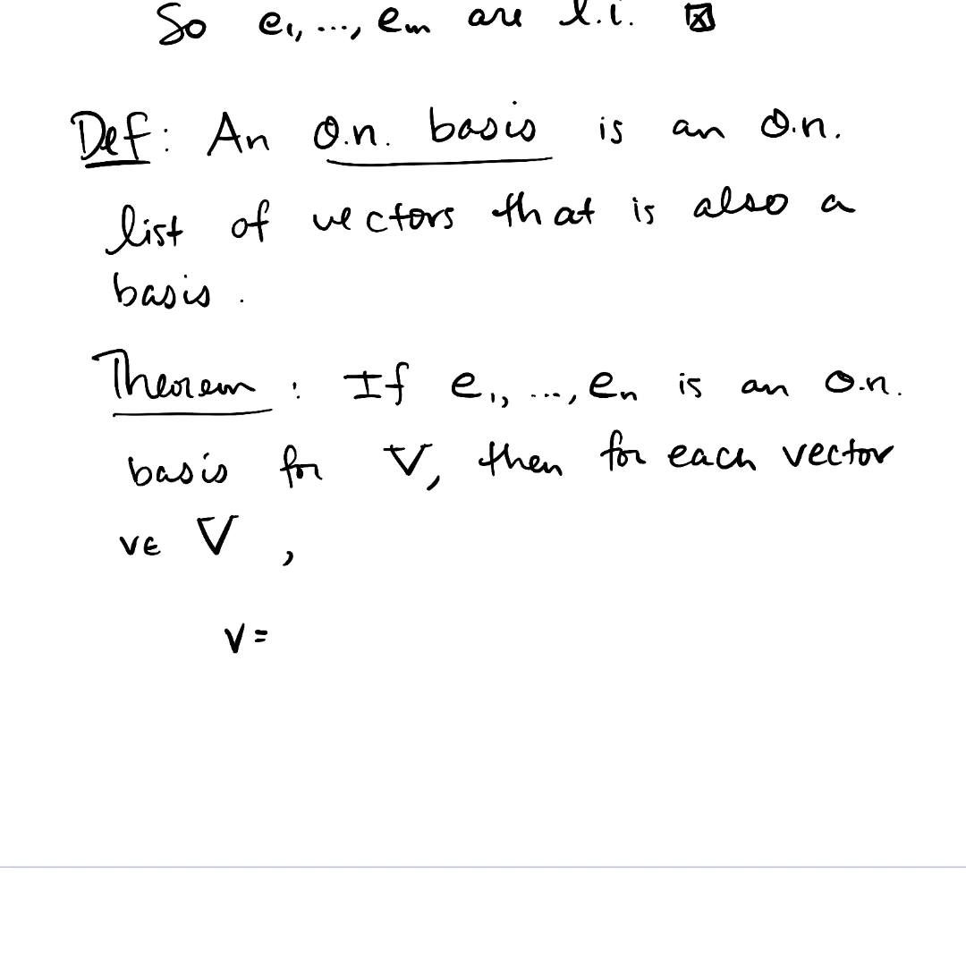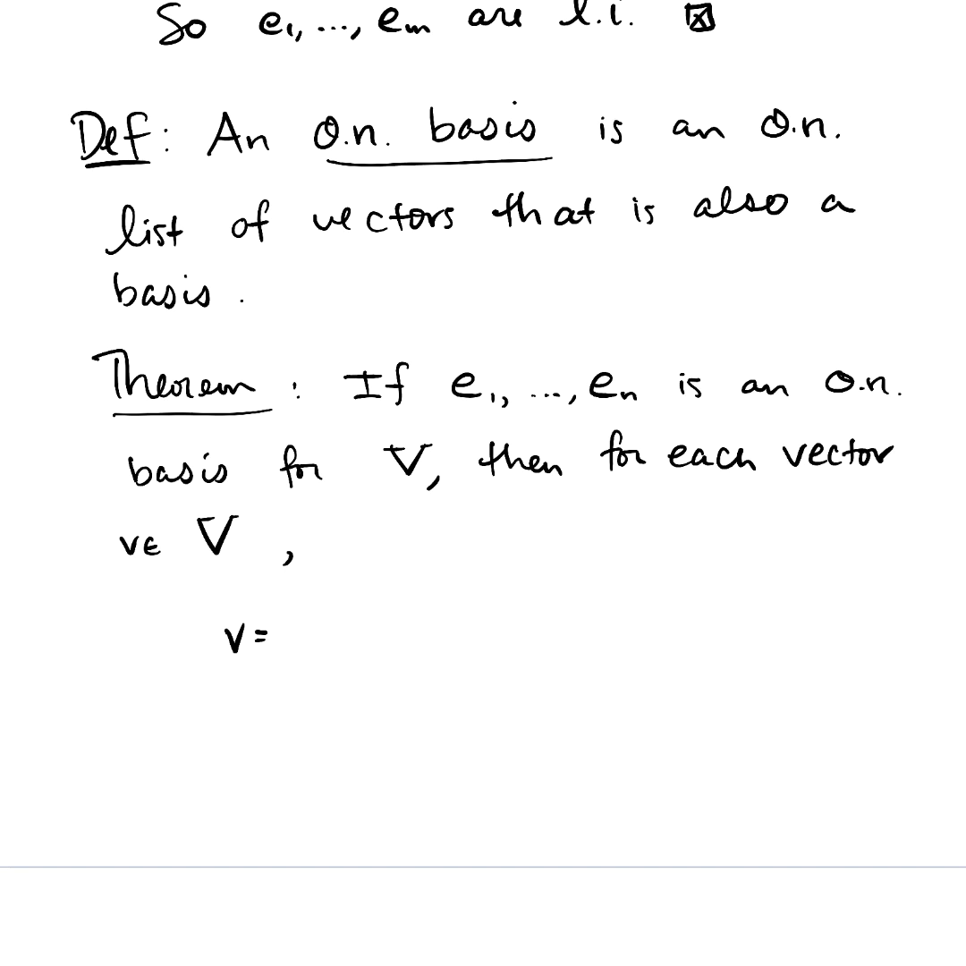Just by virtue of being a basis, you know that each vector, little v, is a linear combination of E1 through En. That's what it means to be a basis. It's a linearly independent spanning set. So every vector in the box is a combination of E1 through En, just by virtue of E1 through En being a basis.